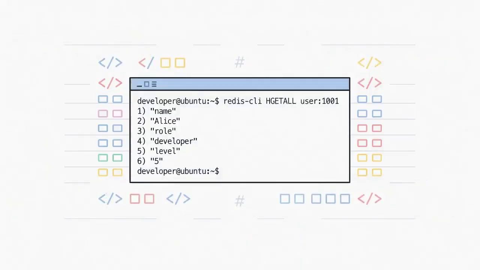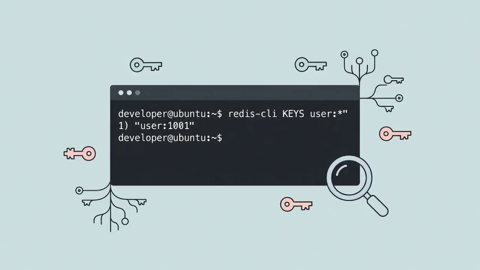HGETALL fetches every field value pair in the hash at once, listing them in flat field then value order. This view proves the single key user 1001 holds all 3 attributes together, which is exactly what makes hashes so useful for structured records. Keys with the pattern user asterisk lists every key in the database that matches, and we see only user 1001 returned. In production you'd use scan instead, but for a small dataset this gives a clear snapshot showing our single hash key among the wider key space.